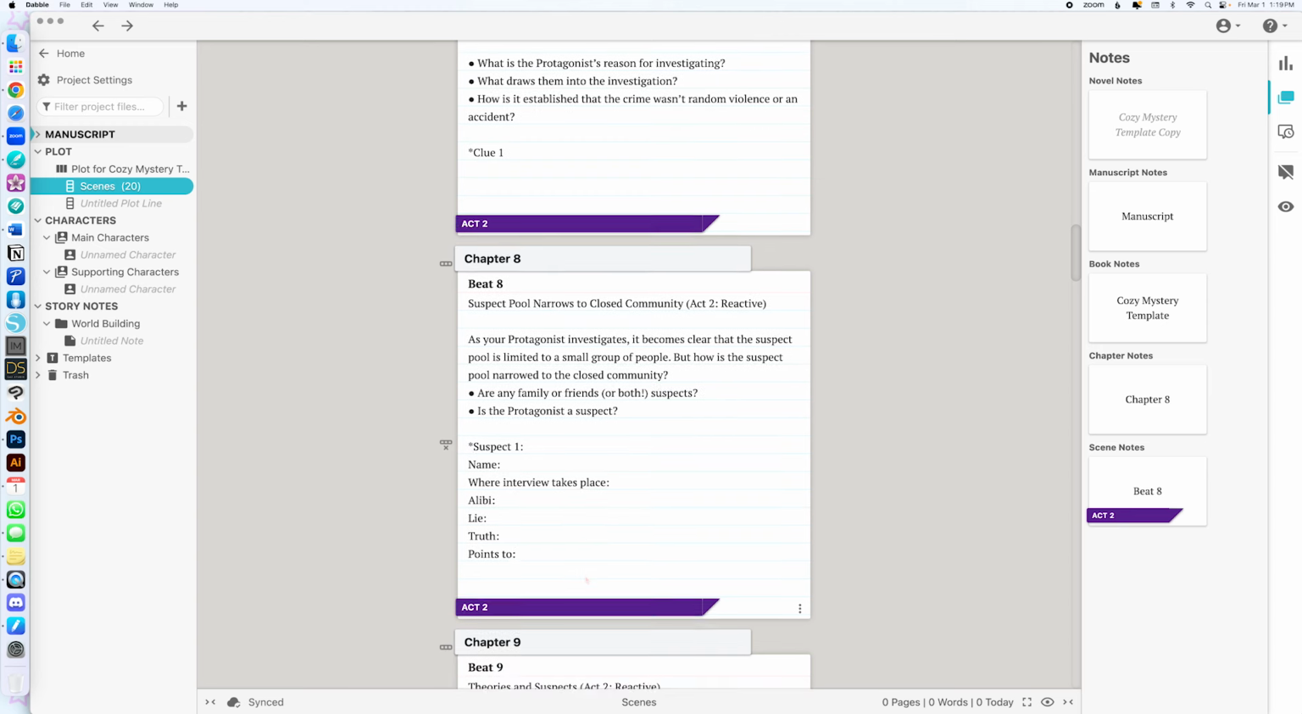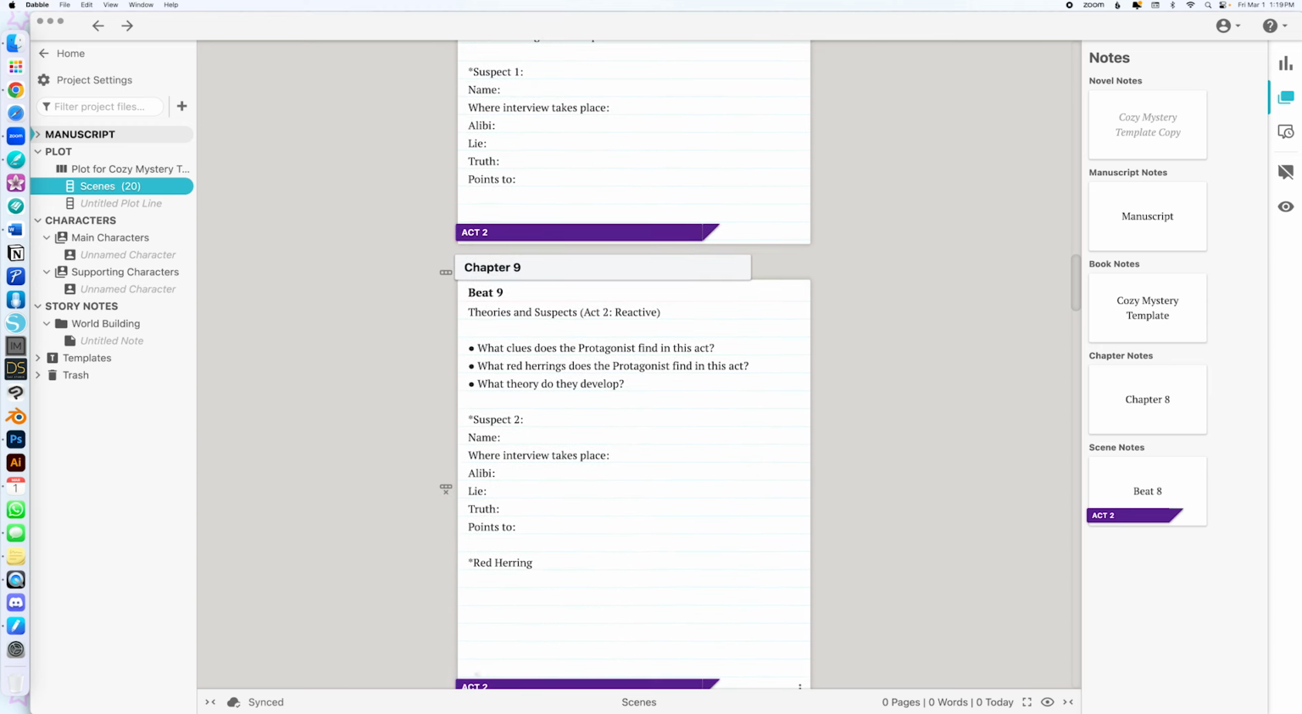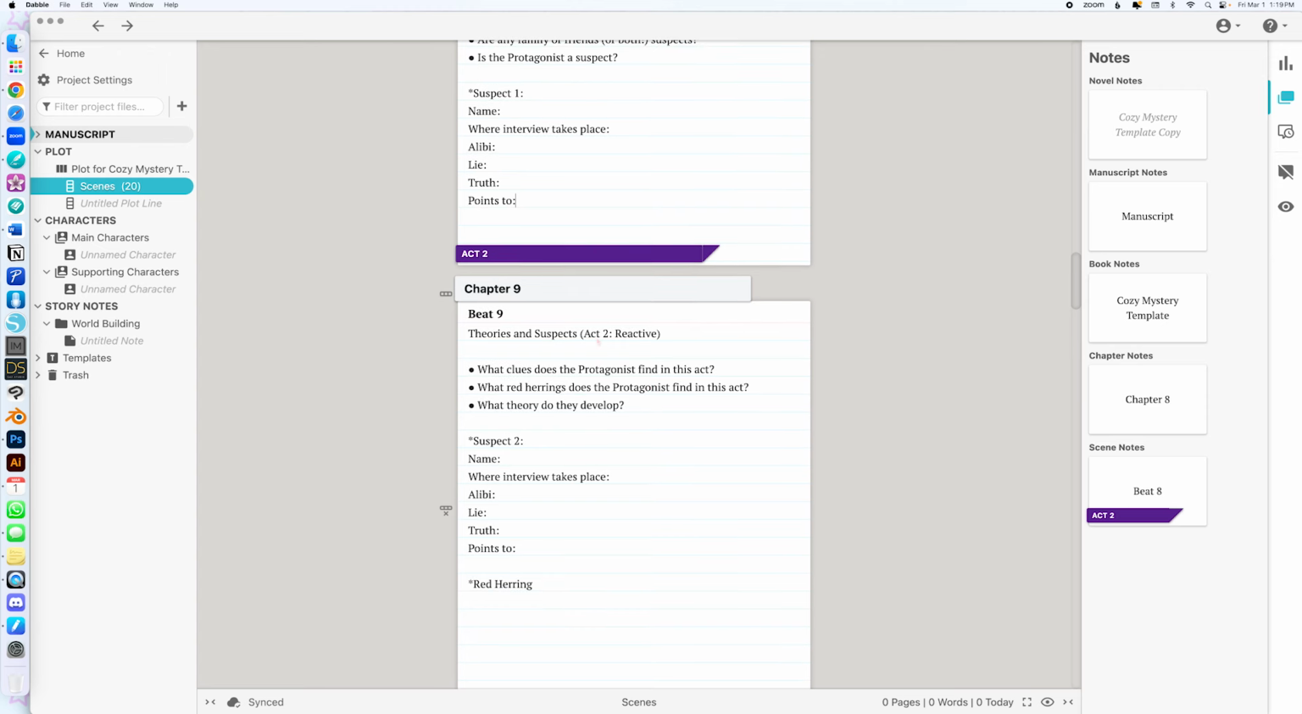Because now we have to go talk to somebody else. Then we move into beat 9, which is still in Act 2. And in beat 9 is where we start to form theories. So our sleuth now starts to plan things out and try to figure things out more.